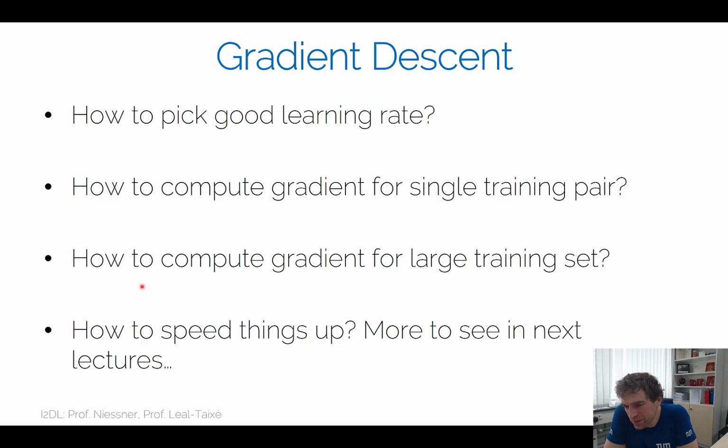This is a very, very tricky hyperparameter. There's a few other things, actually. How to compute a gradient for a single training pair. This is an interesting question because that's actually always what we have done so far. In all of our cases, we have always taken one training sample, and for this one training sample, we have computed now the partial derivatives.